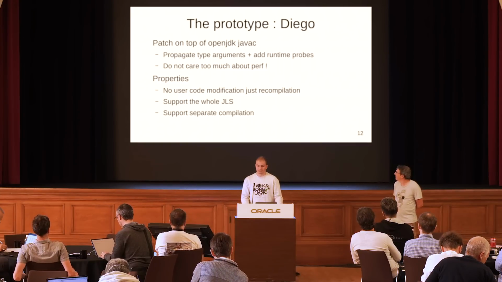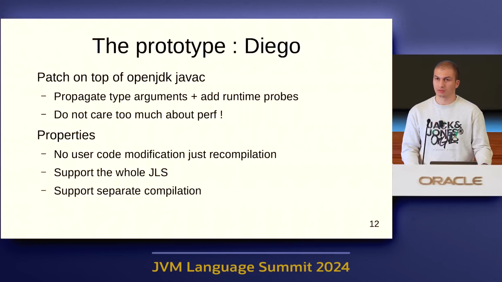However, what we want is to be able to run this prototype on as much code as possible. So in this regard, it is really important that the prototype supports the whole Java specification, to be sure that any valid Java code could be recompiled by the prototype.